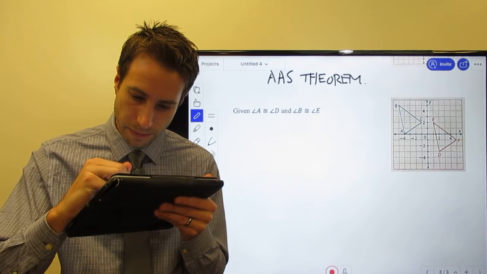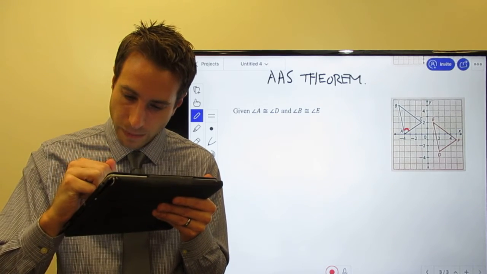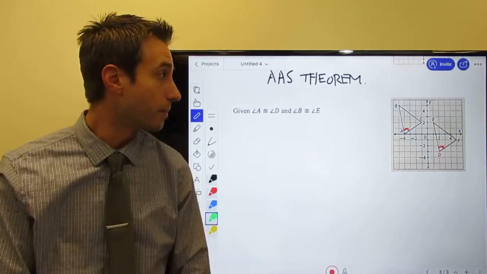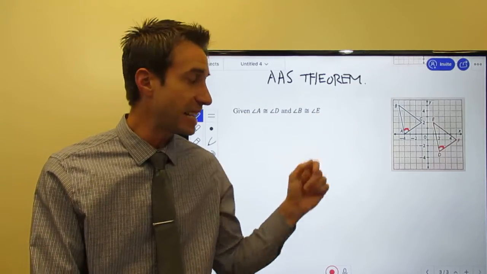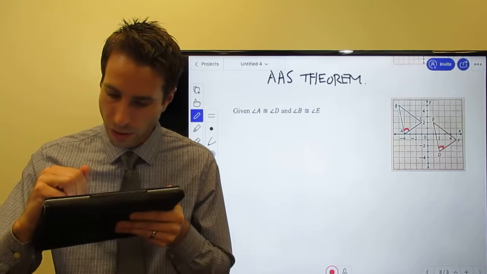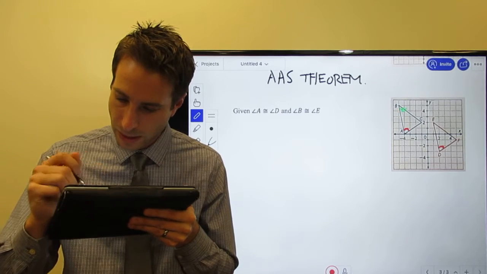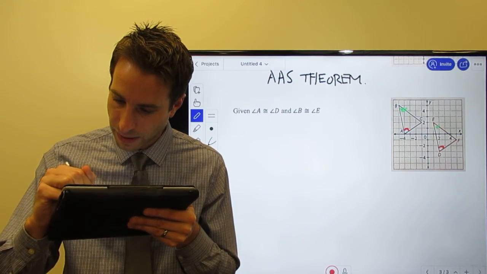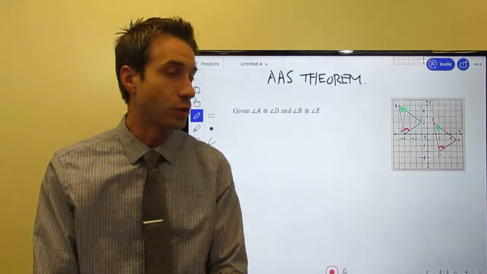A, right there. And D, right there. Those are congruent. I also tell you that B and E, they're congruent. Well, there's B, and there's E. Fantastic.